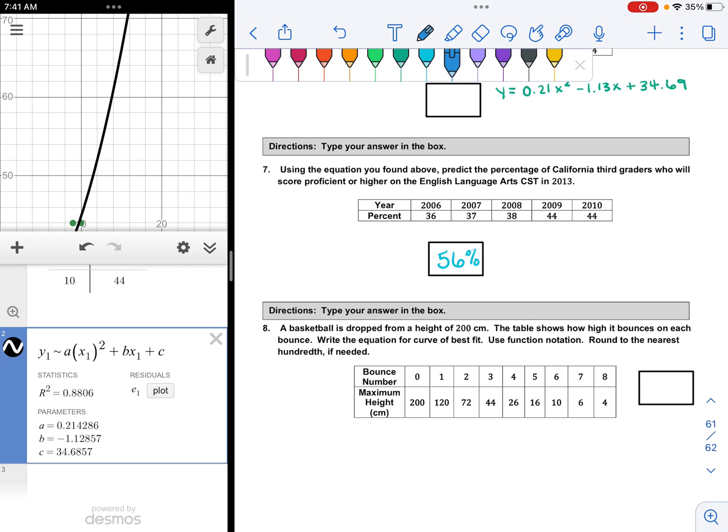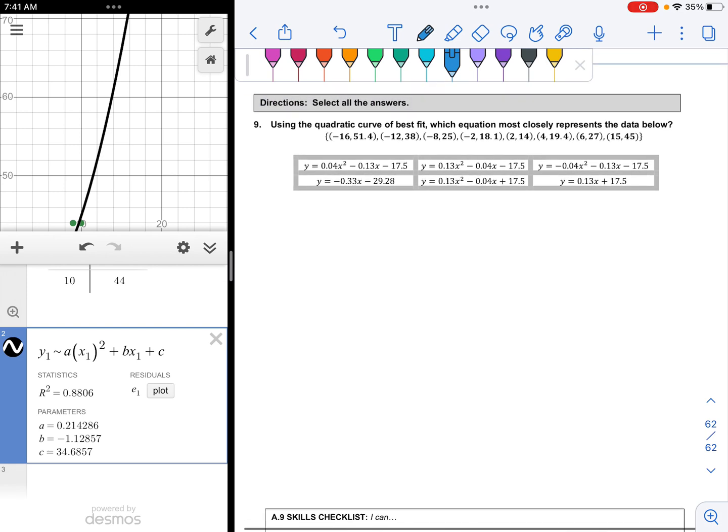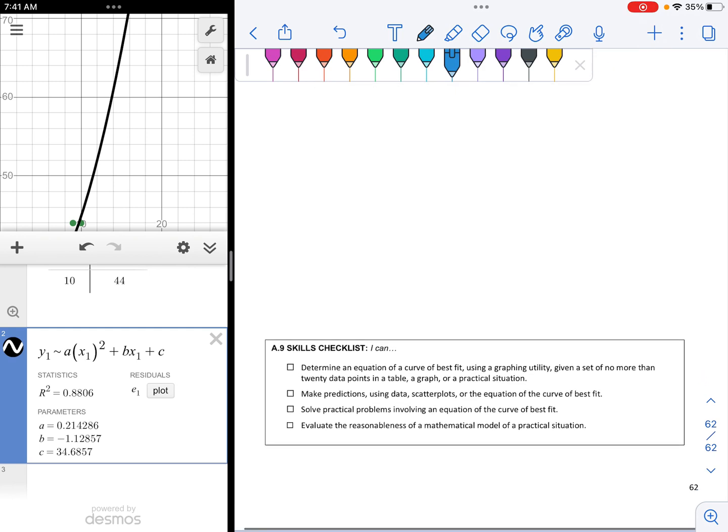I know it says function notation, but you don't need to do function notation. You can just give me the equation for the curve of best fit. And I'm going to go ahead and have you do question 9 by yourself as well.